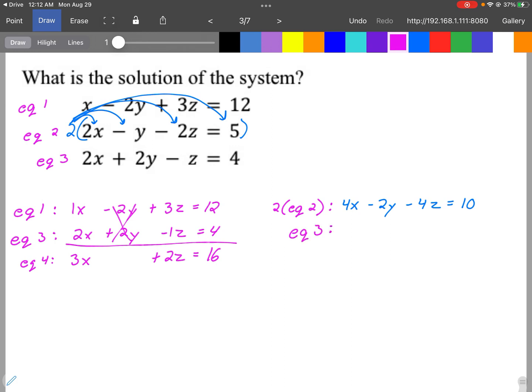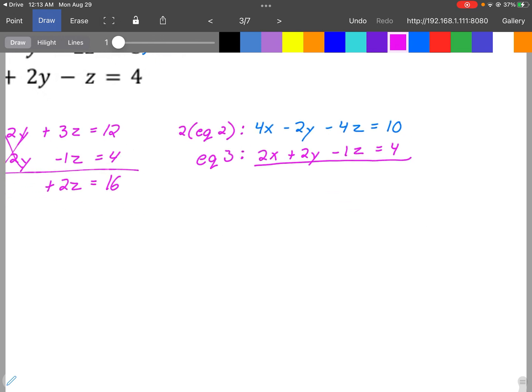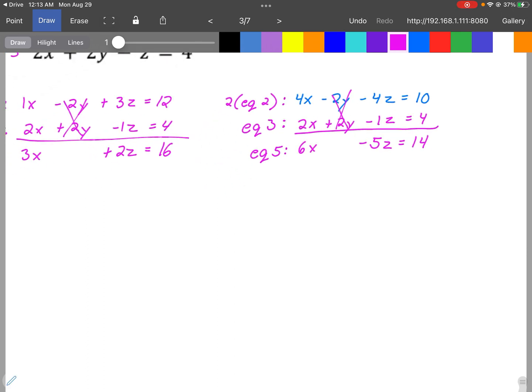Then we are going to take equation 3 just the way it is. So 2x plus 2y minus, and remember that's technically a 1z, equals 4. And I'm going to combine those all together. So 4x plus 2x is 6x. Then negative 2y plus 2y is 0. Those are gone. Negative 4z plus a negative 1z is a negative 5z. And then 10 plus 4 is 14. All right, so that is our equation 5.